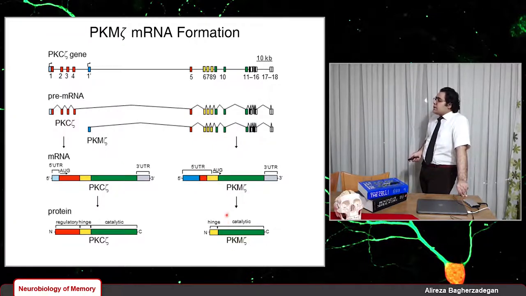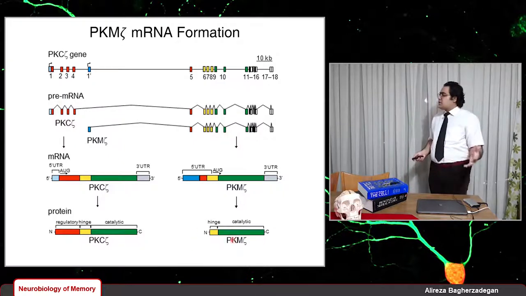That's why after the translation, we have an atypical form of protein kinase C, protein kinase M zeta, that lacks the regulatory domain. It only has the hinge and a catalytic domain. That's why it is always active, because it doesn't have that regulatory domain. And it doesn't have it because the transcription of its gene starts at exon 1 prime, and you can see exon 1 prime is after those exons that encode the regulatory domain.